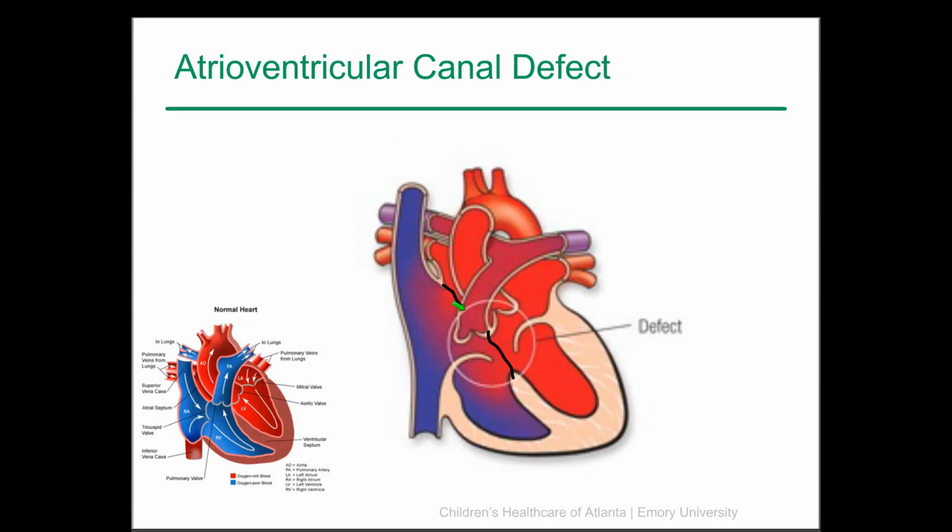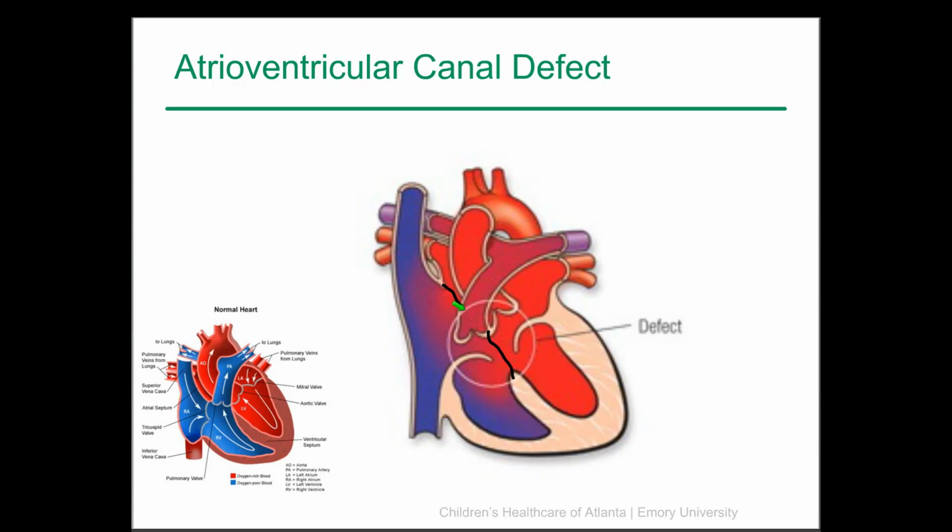The biggest complications and problems with this procedure are making sure that the valves are neither too tight nor too loose. If they're too tight, that's what we call stenosis of the AV valves. That can cause backup of blood. If it's too tight on the left, you get backup of blood in the lungs. You can have problems there. Too tight on the right, you can get backup of blood into the liver and have lots of problems there.